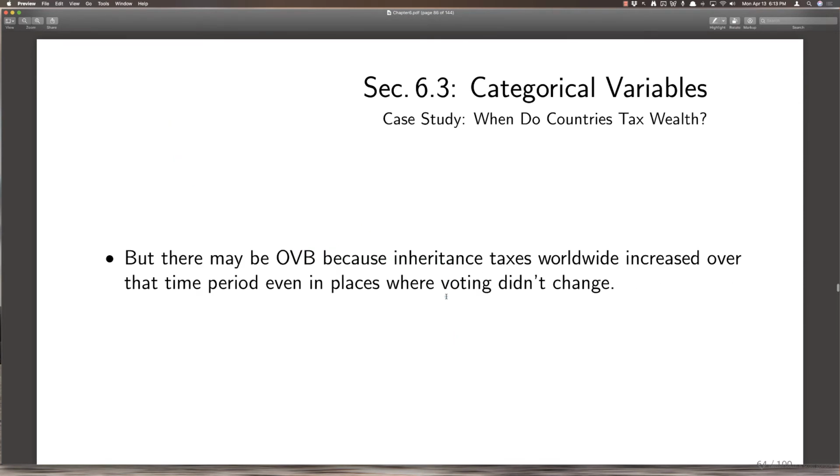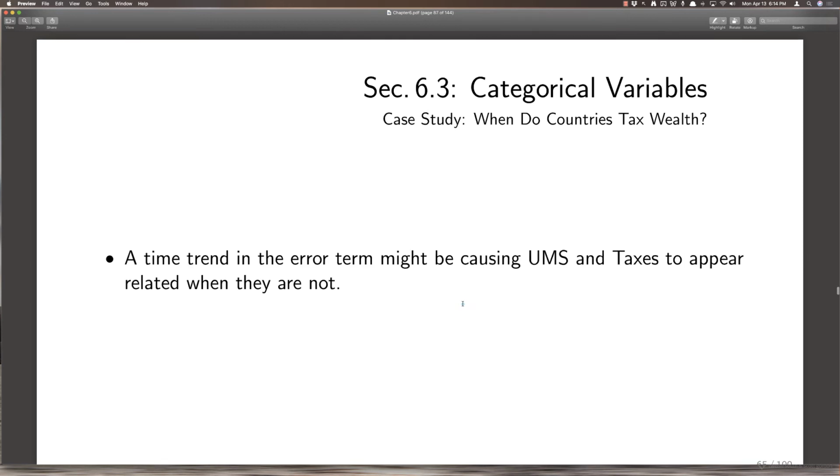Because inheritance taxes worldwide increased over time, even in places where voting didn't change. Taxes have generally gone up over time. The franchise, the percentage of people in a country that are allowed to vote, has also gone up over time. So those two things may just be both going up over time, and there may be no real causal effect. It could just be a time trend.